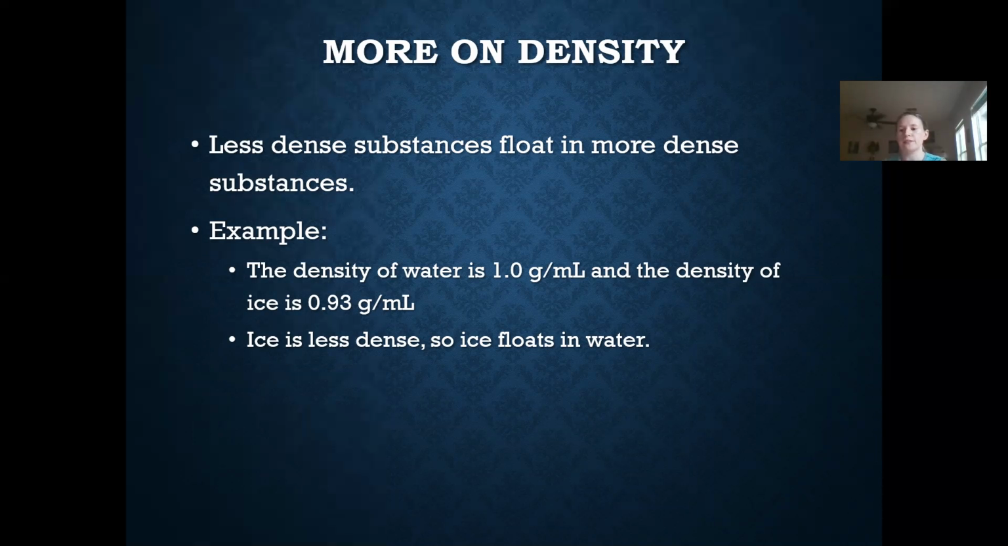So for example, the density of water is 1.0 grams per milliliter, and the density of ice is 0.93 grams per milliliter. That means ice is less dense, so ice floats in water.